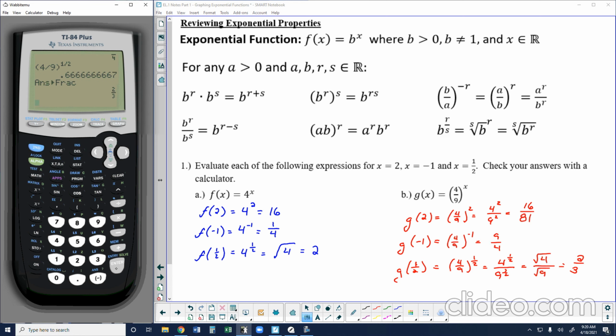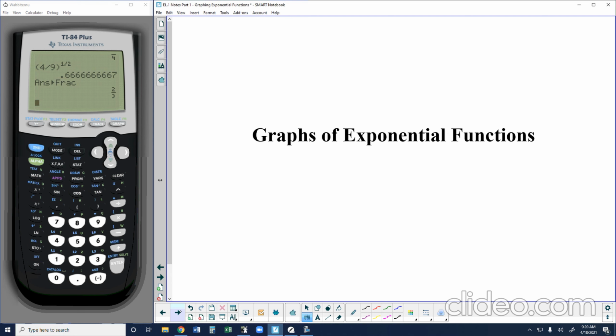So all of these things we should be able to do by hand. We should know these exponential properties. We should be able to apply them in functions as needed. We should be able to do all these by hand, but we also have that calculator there to help us. Now, some of these concepts are going to be useful when it comes to graphing exponential functions, and that's what we're going to focus on today.